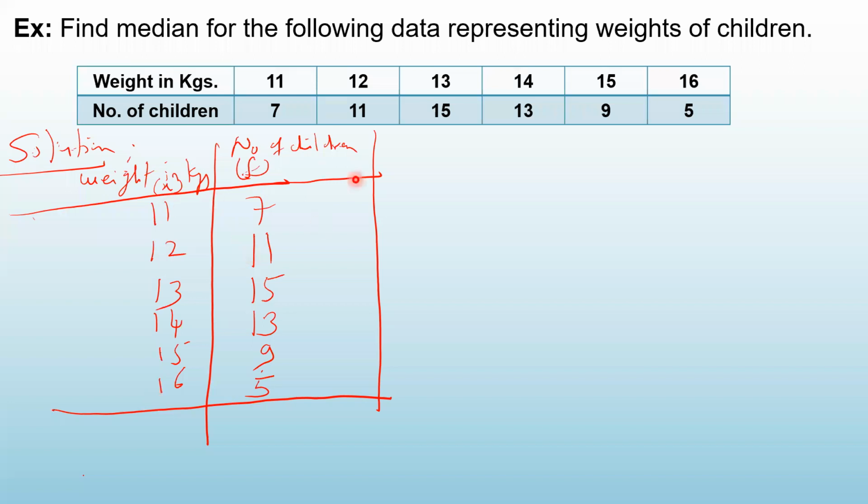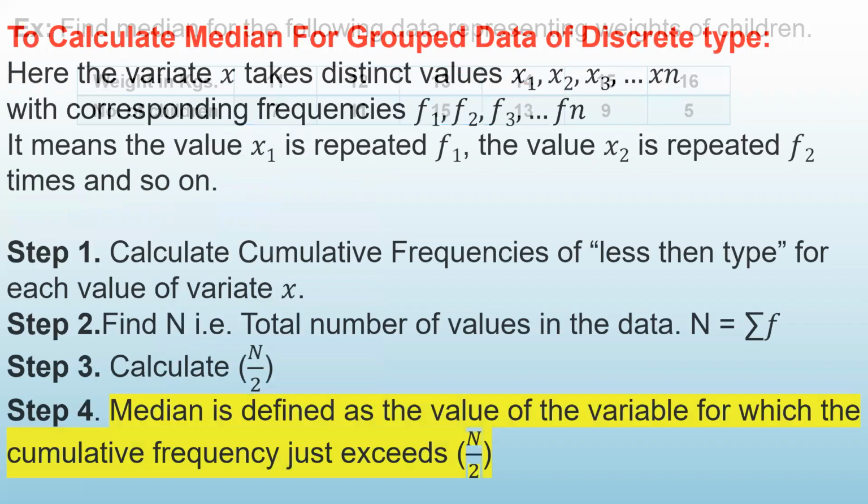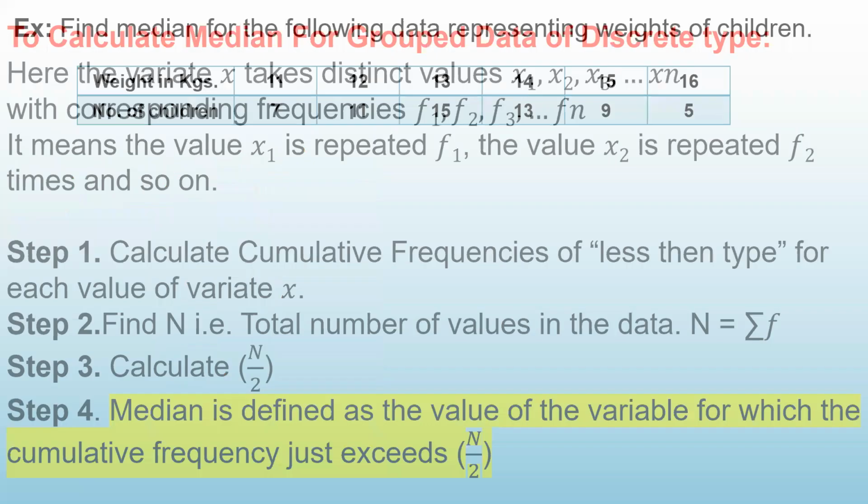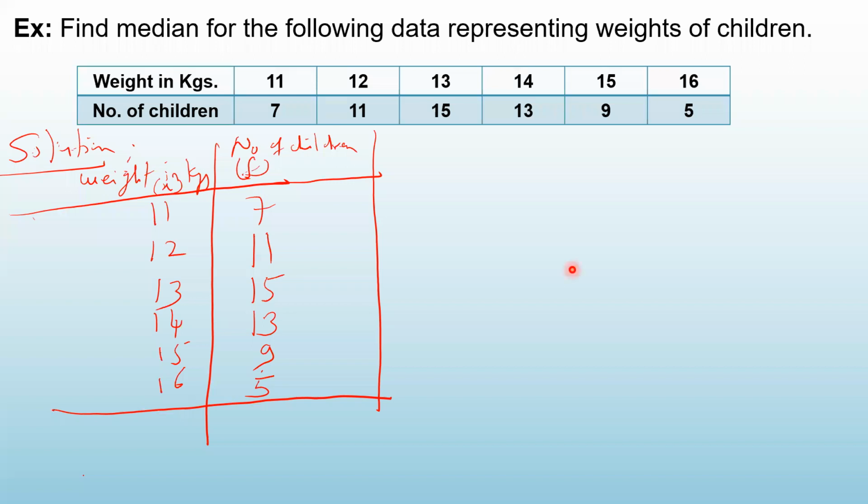Okay. Now I have to find out median for this particular data. This is a discrete type of data, group data of discrete type. So what is my first step? Look at here. Calculate cumulative frequencies. My very first step is calculate cumulative frequency. So I have to first find out cumulative frequency. So make another column for cumulative frequency, which in short we call CF.